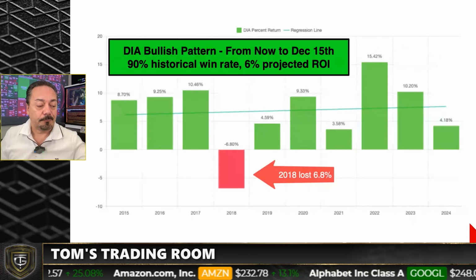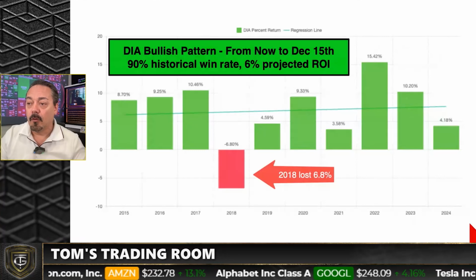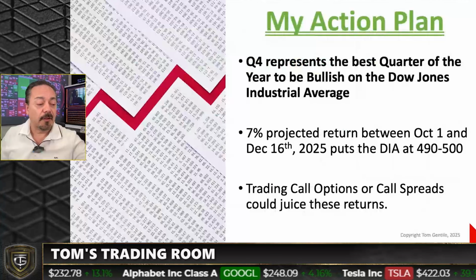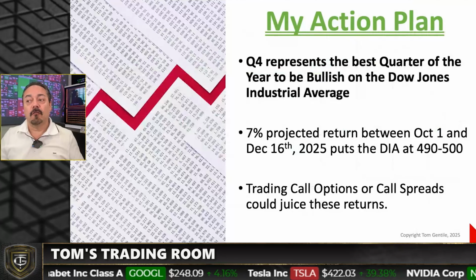All right. So as we move forward, my action plan looks like this. Q4 represents the best quarter of the year to be bullish on the Dow Jones. I see a 6 to 7% projected return between October 1st and December 16th. Puts the Dow at around 490 to 500,000. And if you are a trader, if you are an option trader, then guess what? Looking at calls or looking at call spreads can only reduce your risk, reduce your cost. It can also juice those returns if they end up happening.